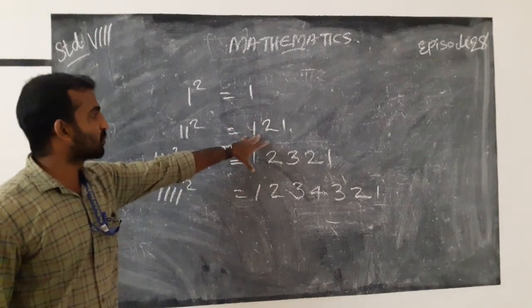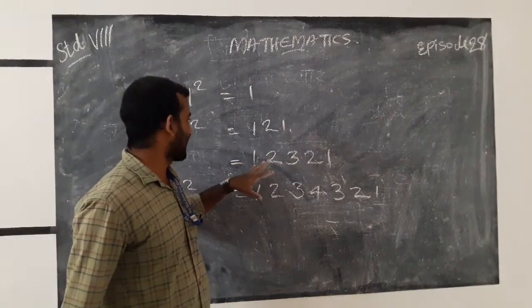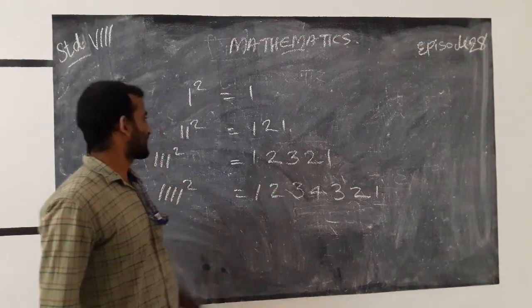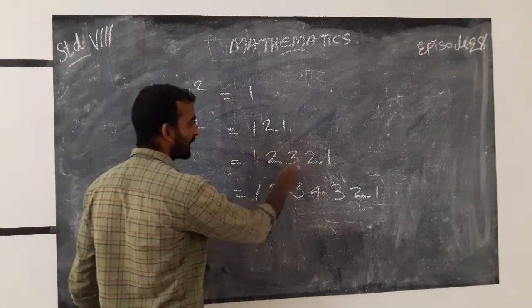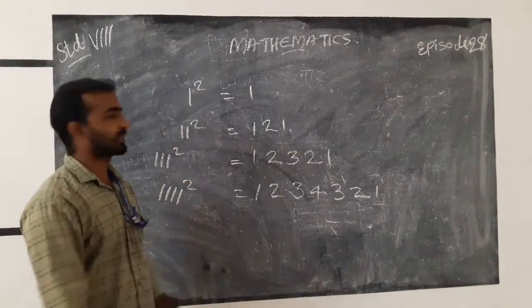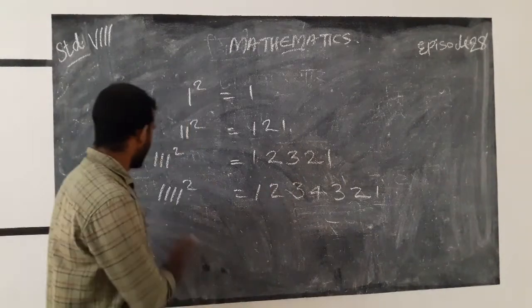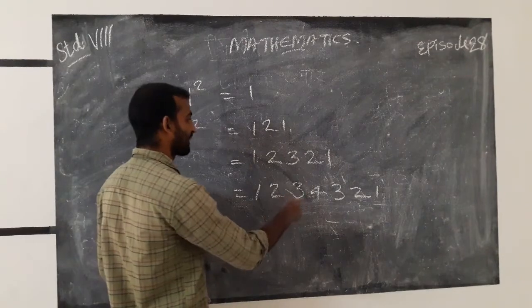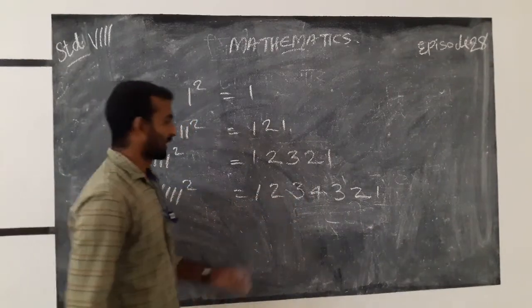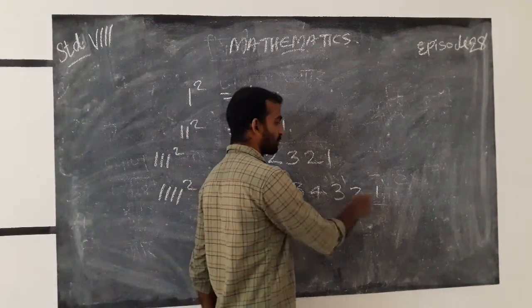Which way? That is 1, 2, 1, and here is 1, 2, 3. That is, here is 3 digits. So we write 1, 2, 3. And we reverse the digits. Here is 4 digits: 1, 2, 3, 4. And we reverse 3, 2, 1. That is 1, 2, 3, 4, 3, 2, 1.